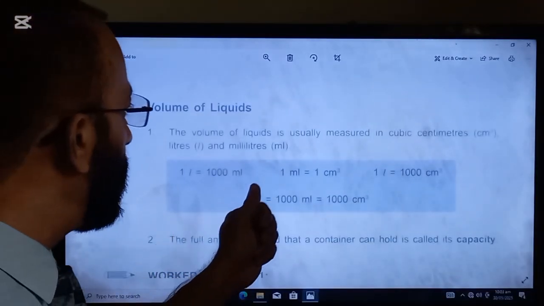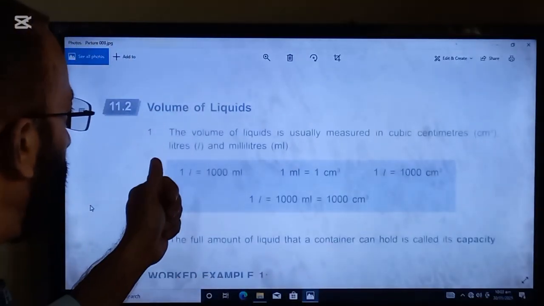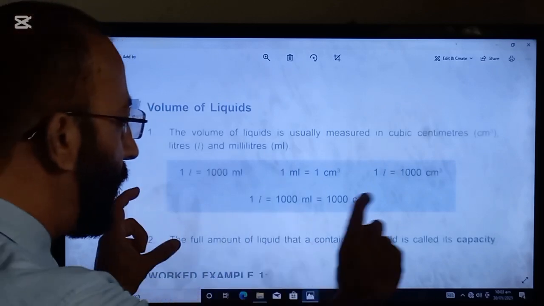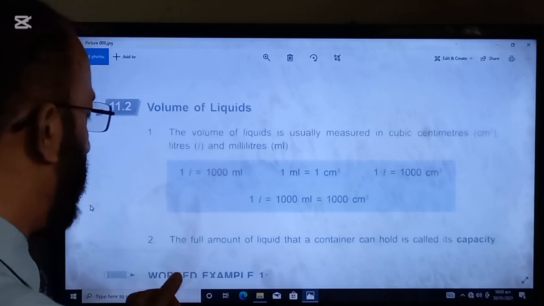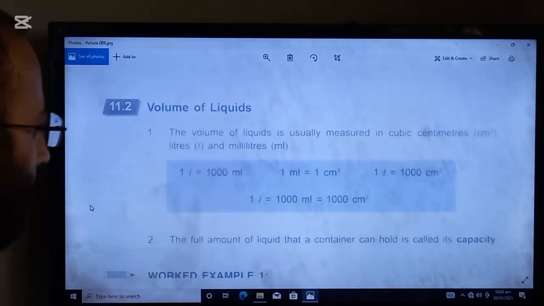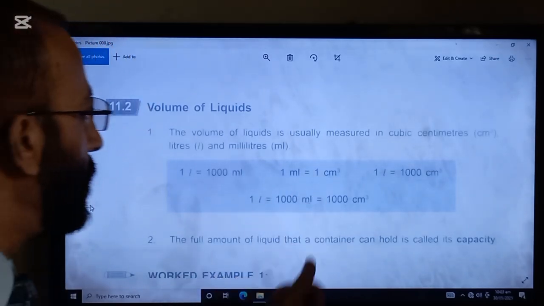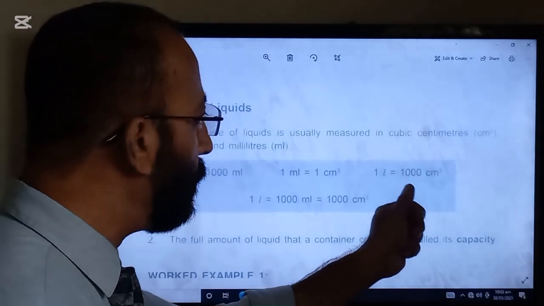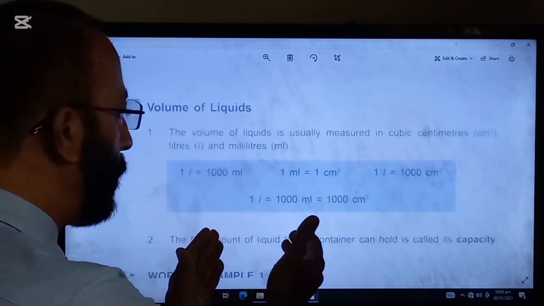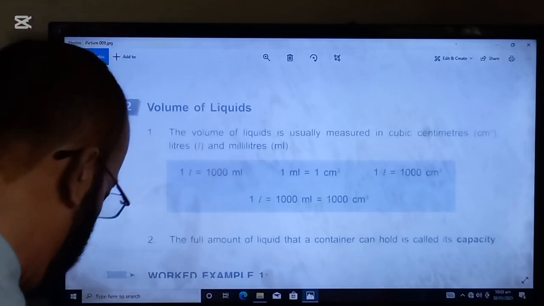The volume of liquids is usually measured in cubic centimeters, liters, and milliliters. These things are very important for you to remember. In 1 liter, there are 1000 milliliters. 1 milliliter is equal to 1 cubic centimeter. So in 1 liter, there are 1000 cubic centimeters. In short, 1 liter is equal to 1000 milliliters, and 1 liter is also 1000 cubic centimeters.